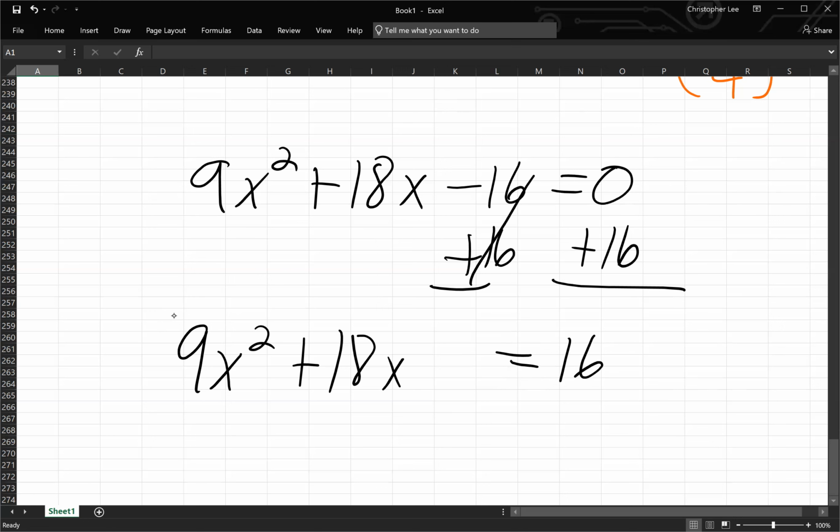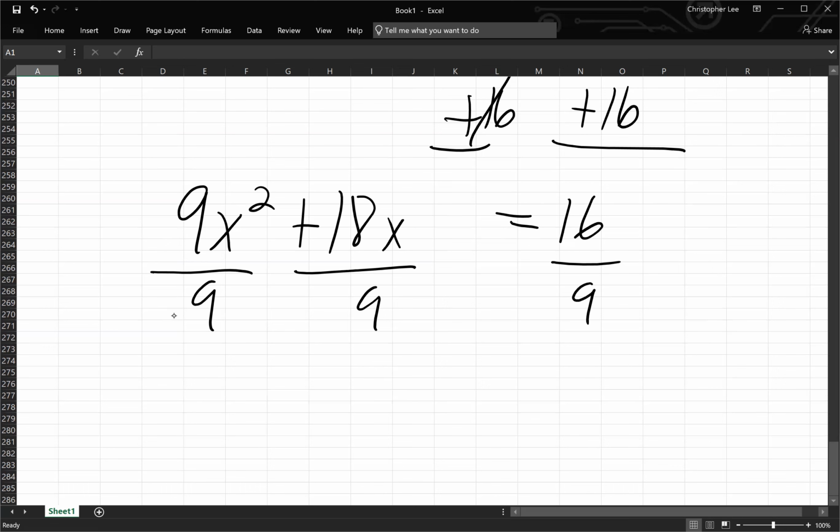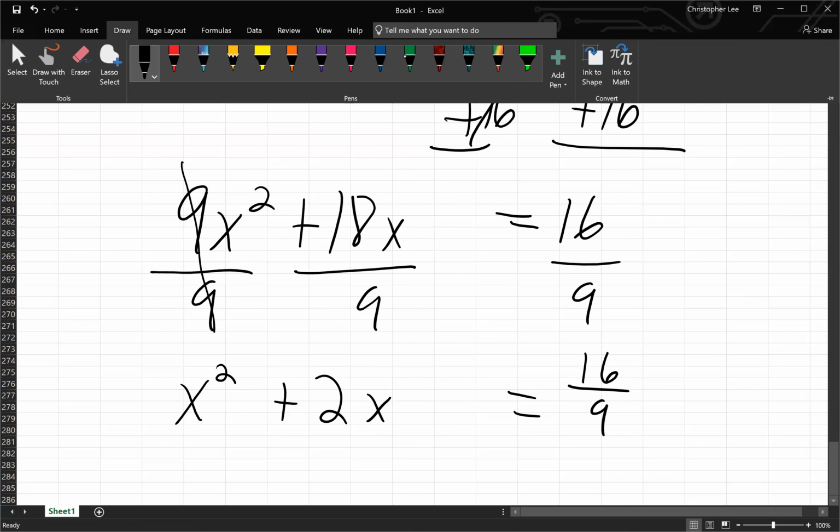Now, I want my a term to be 1. The only way to turn the 9 into a 1 is to divide by 9, but everybody gets divided by 9. So I have x squared plus 2x is equal to 16 over 9. Then we go straight to the formula.